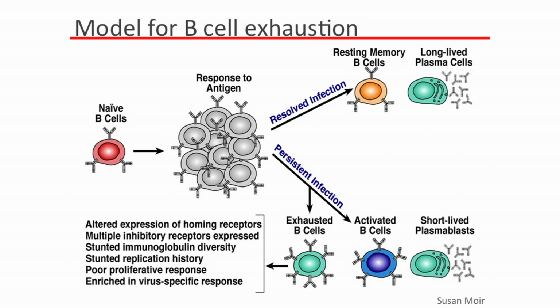This is a slide I borrowed from Susan Moore, and this is a model for B-cell exhaustion, where we have naive cells, and then we have response to antigen, and in general a resolved infection would lead to a resting memory B-cell pool, and also long-lived plasma cells. However, with persistent infection, you get this rise of exhausted B cells, activated B cells, and short-lived plasmablasts. These have some of the properties that I've mentioned already: poor proliferative response and enrichment in virus-specific responses.